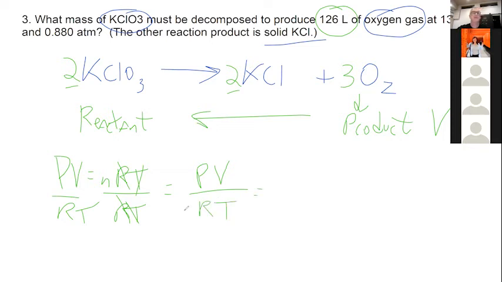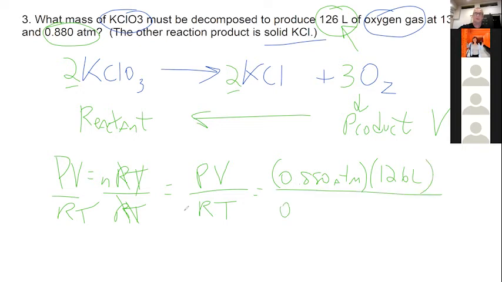So what is our pressure? 0.880 atmosphere. Right. So 0.880 atmospheres. And our volume is in liters, and that's given here as 126. Divided by R, so 0.0826 liter atmosphere per mole Kelvin, times the temperature. What's our temperature?